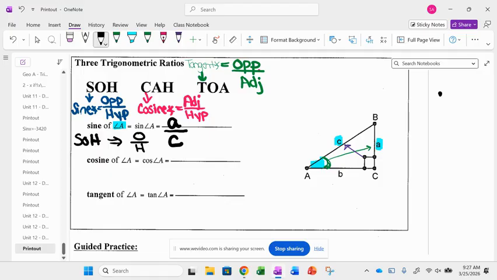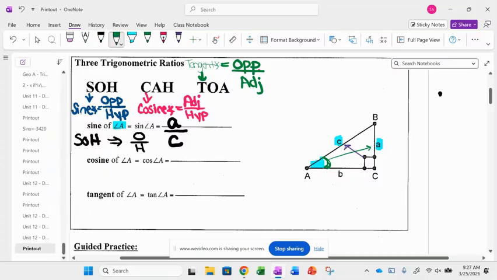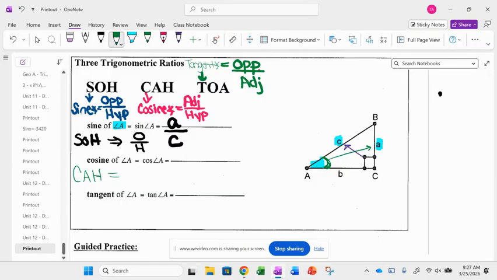Okay, so now they want us to find the cosine of angle A. Well, is cosine SOH, CAH, or TOA? CAH. So then we're going to use the CAH. And the C in CAH is the cosine. What are the A and the H in the CAH?